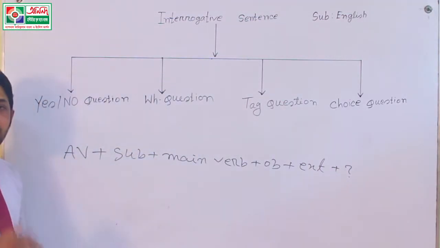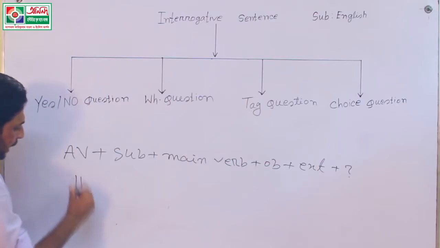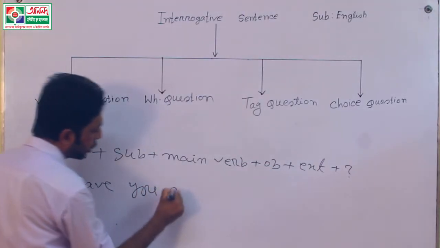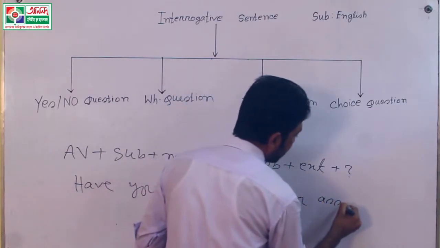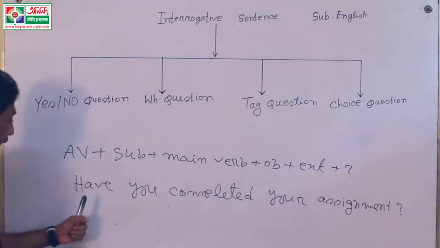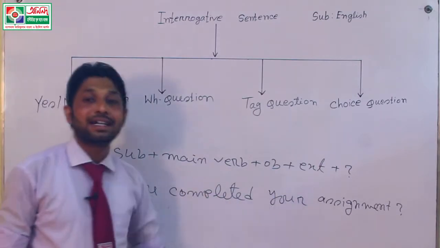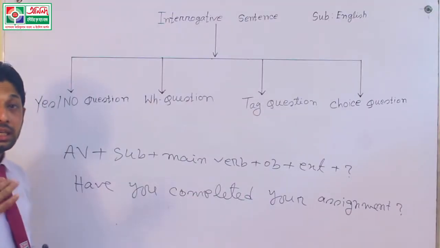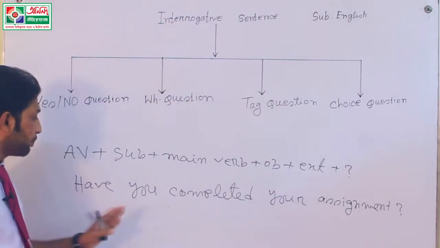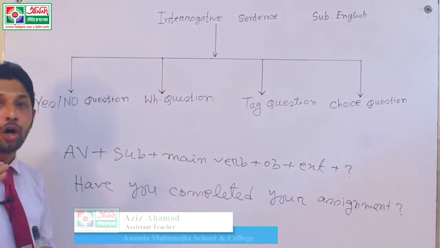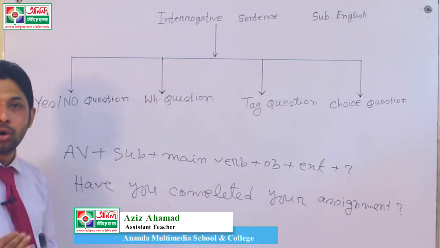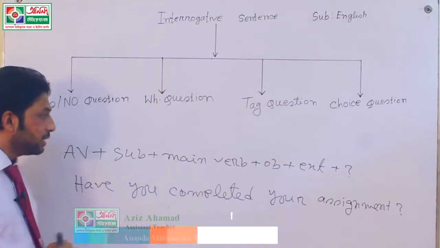Now I am giving you some examples of yes no question. Look at the example. Have you completed your assignment? I am asking you, have you completed your assignment? My dear students, if you completed it, then you will say yes, but if you didn't complete it, you will say no, I have not completed my assignment.